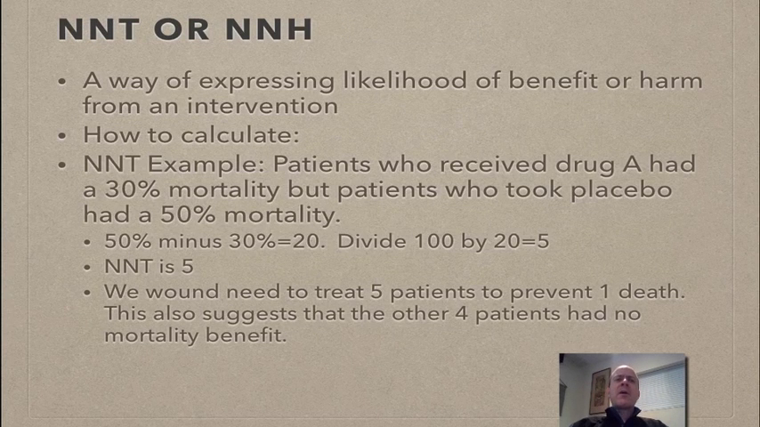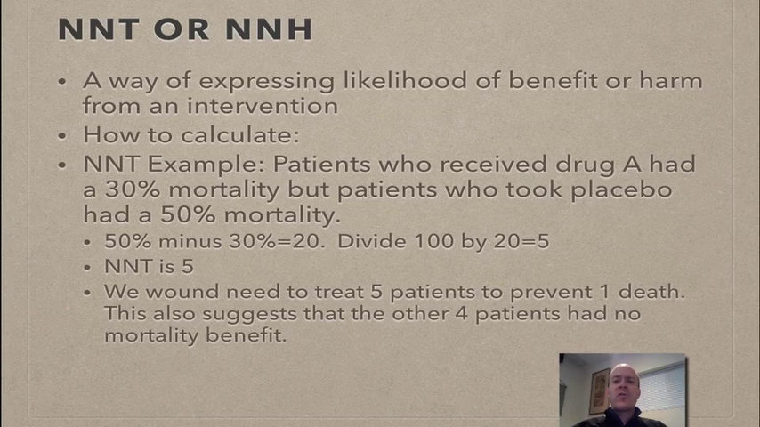So then let's talk about numbers needed to treat and numbers needed to harm. This is another very important concept whenever we're looking at a study. It's a way of expressing likelihood of benefit or likelihood of harm from a particular intervention. So how do you calculate it? Let's first start with number needed to treat.